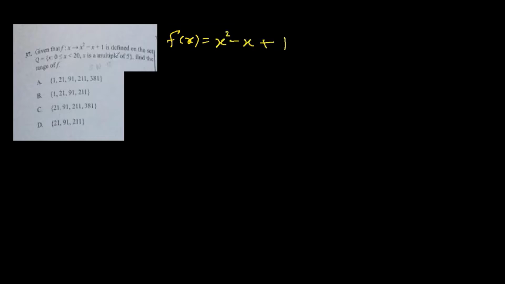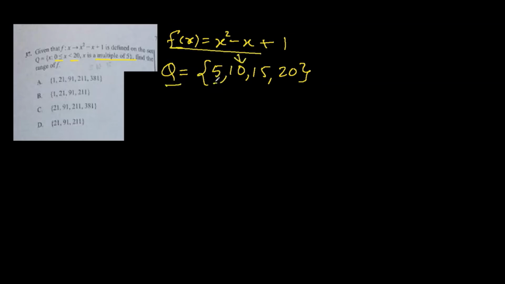In question 37, they're saying there's a function, and the function is x squared minus x plus 1. It is defined on the set Q. Let's write its elements. They should be multiples of 5 and between 0 and 20, both included. 0 cannot be called a multiple of 5, so we'll start with 5 only: 5, 10, 15 and 20. These are the only elements of set Q and f(x) is defined on it.